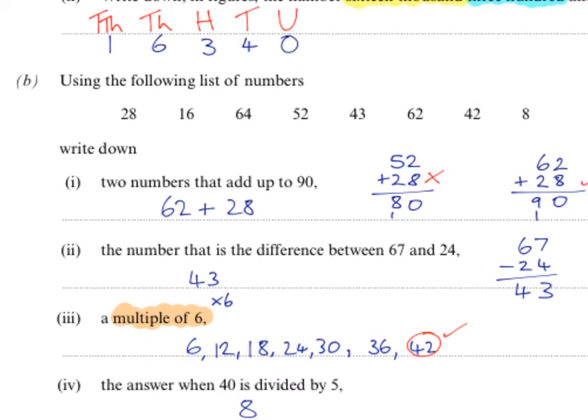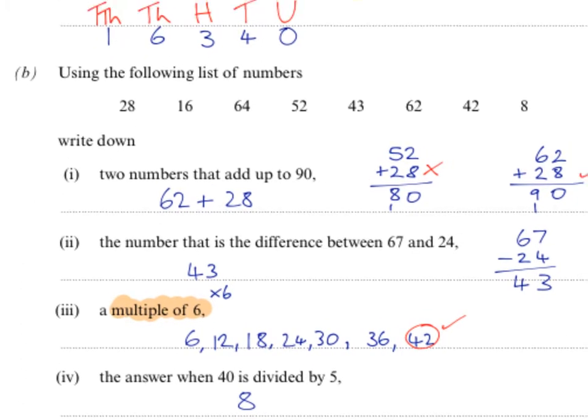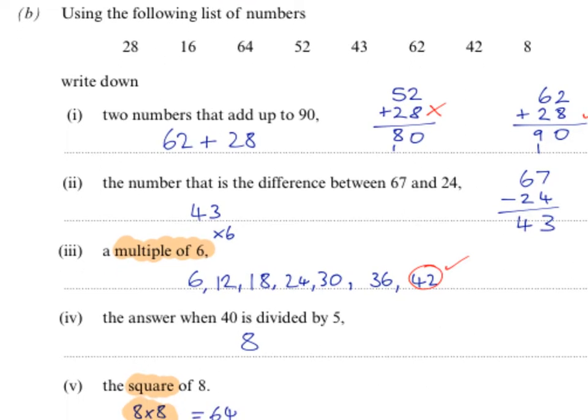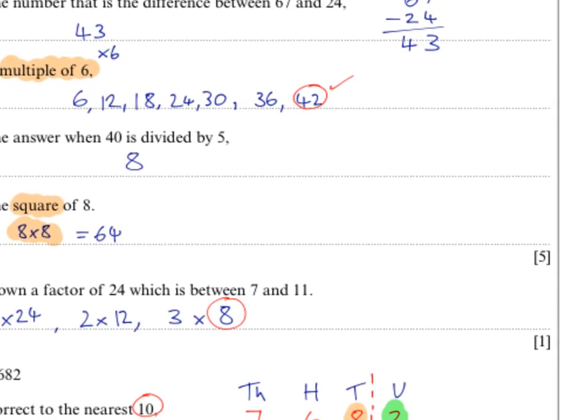A multiple of 6 means it's in the 6 times table. So I wrote out the 6 times table until I got a number that was also in the list. And then the answer to 40 when it's divided by 5 is 8. The square of 8 means 8 times by itself, 64.